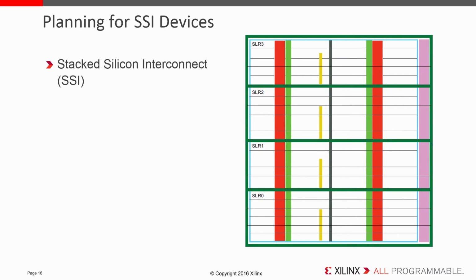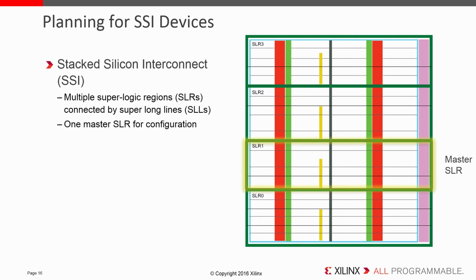Additional planning is needed when targeting a 3D IC device, also known as Stacked Silicon Interconnect or SSI. An SSI device consists of super logic regions or SLRs that are connected using interposers, also known as super long lines. The interposers interconnect the SLRs, transferring configuration, clock, and signals in between them. One SLR acts as the master SLR and controls configuration of the overall device.